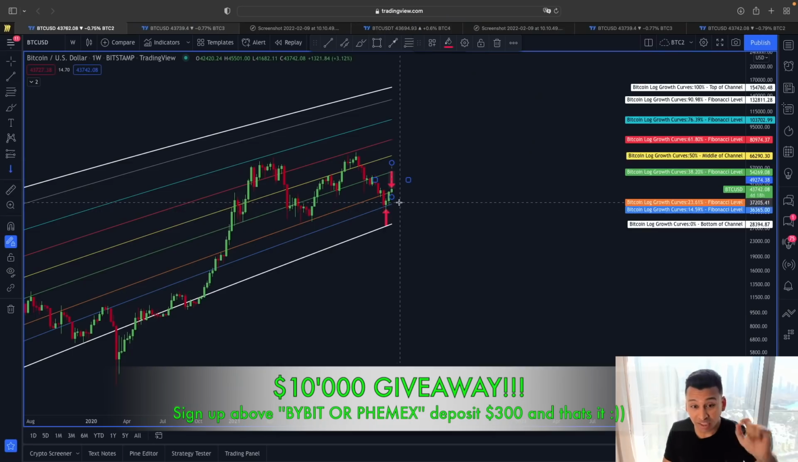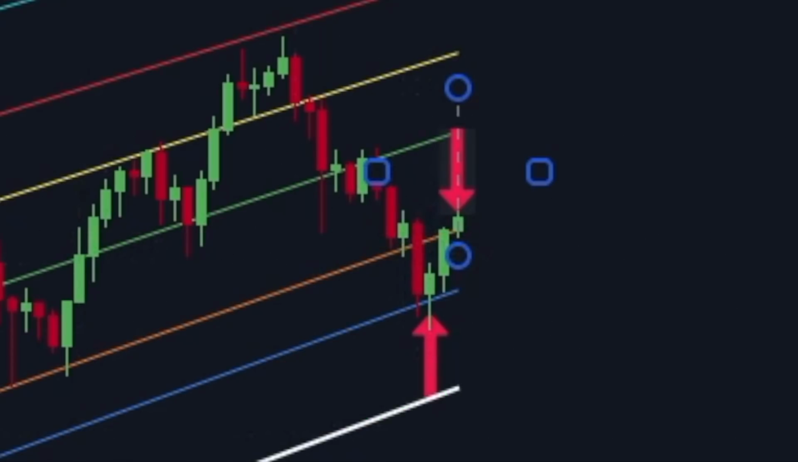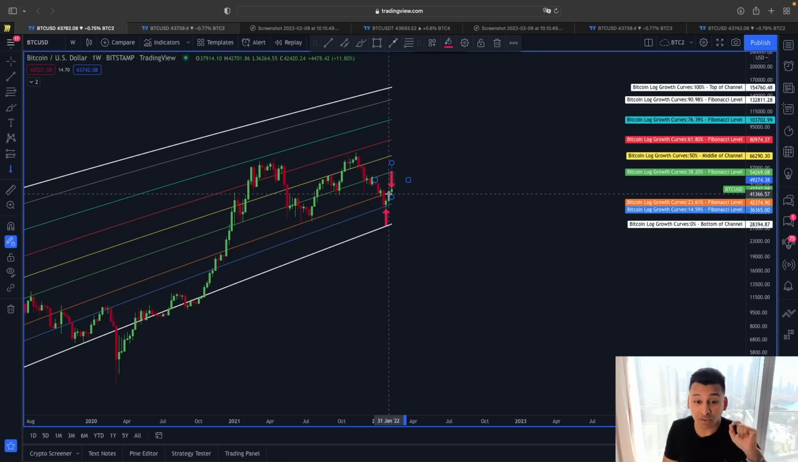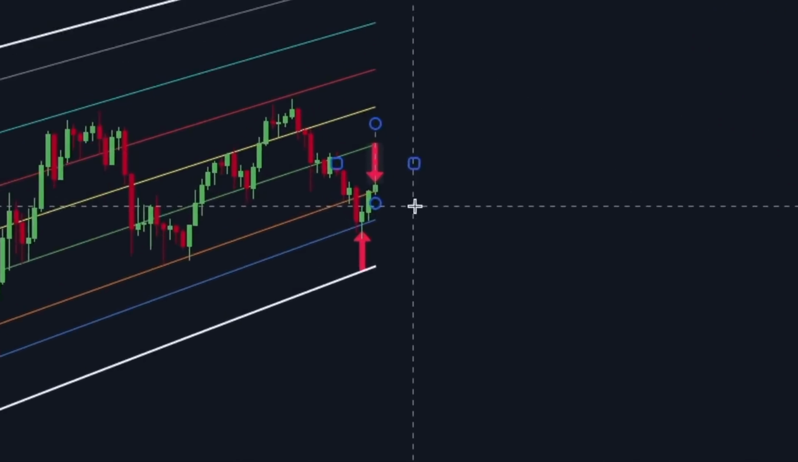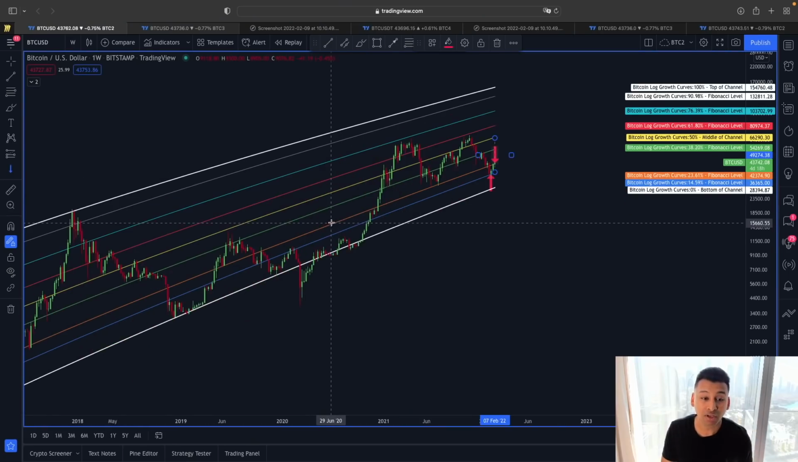And for us this week, the price of Bitcoin must close above this orange line, which is sitting around the 42,300, 42,400 price area. Because if the price of Bitcoin at the end of this week closes below this orange line, then this was just a fake out, and after that we could start a new movement to the downside.